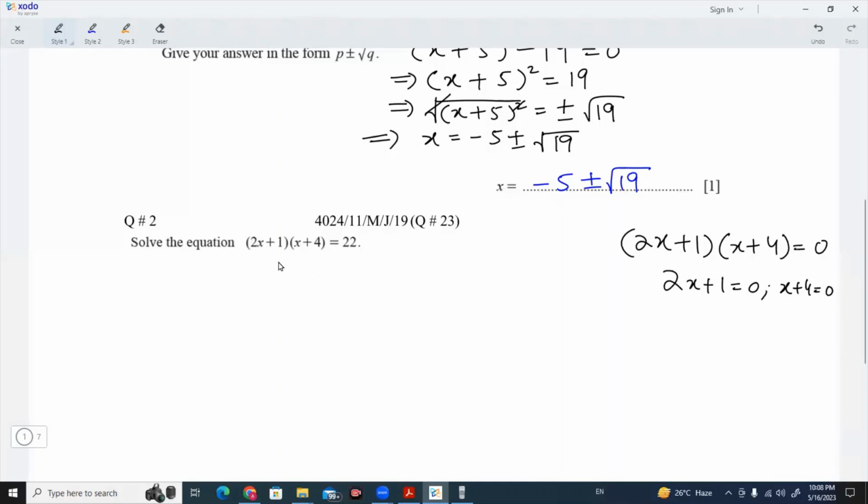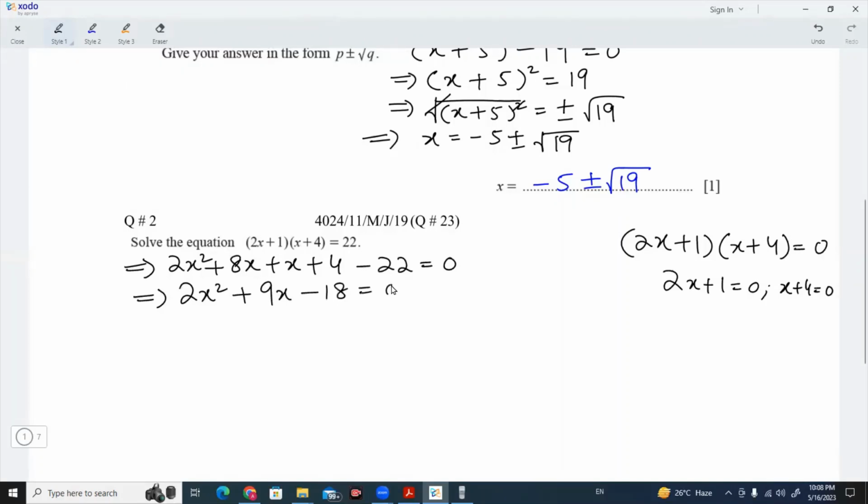So for solving this, we have to open the brackets, expand, and solve. 2x times x will be 2x squared, 2x times 4 will be plus 8x, 1 times x is x, and 1 times 4 is 4. Bringing 22 onto the other side for the standard form of the quadratic equation: 2x squared, 8x and plus x are like terms, we add them, it gives plus 9x. 4 minus 22 results in negative 18 equals 0.